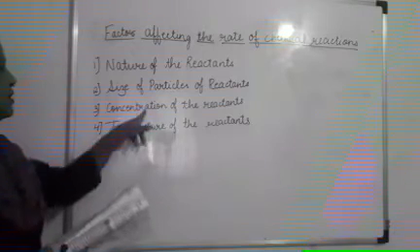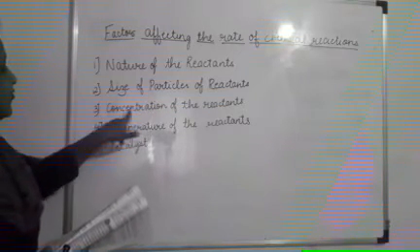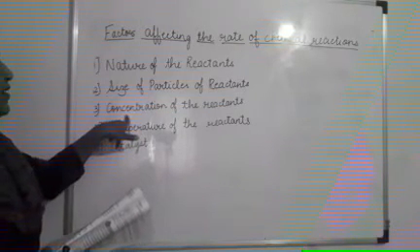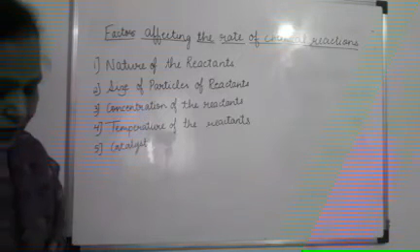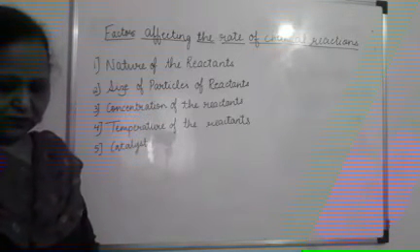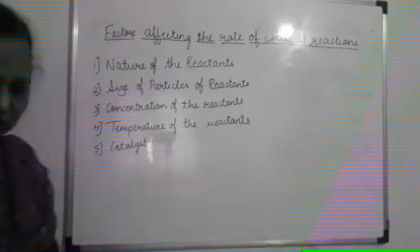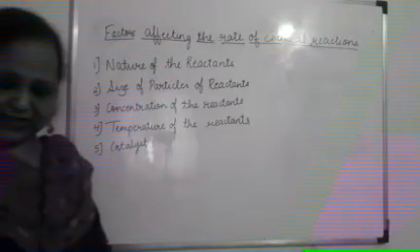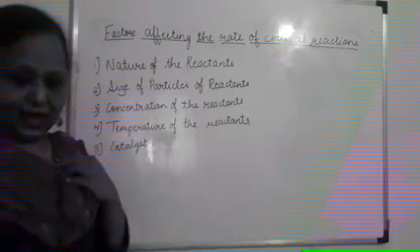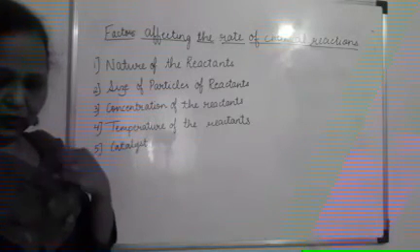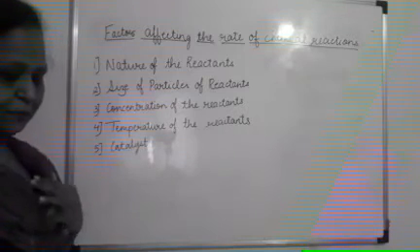Now let us see concentration, the third factor affecting the rate of chemical reaction. The third factor which affects the rate of chemical reaction is the concentration of the reactant. Here also we are going to see a small experiment. Let us consider the reaction of dilute and concentrated hydrochloric acid, both, with calcium carbonate powder.